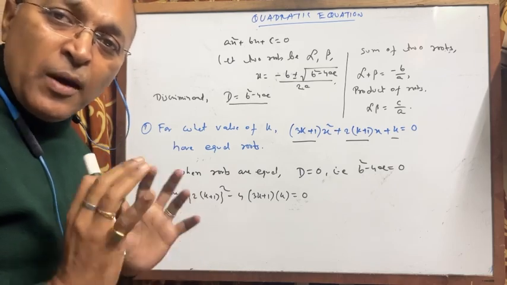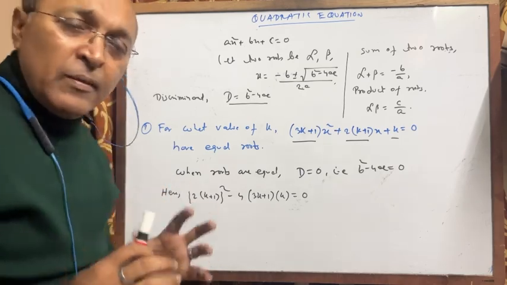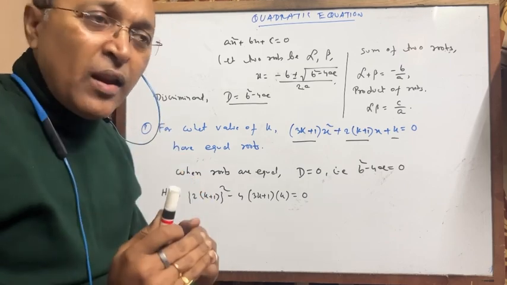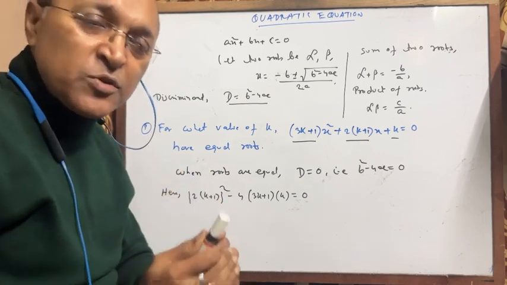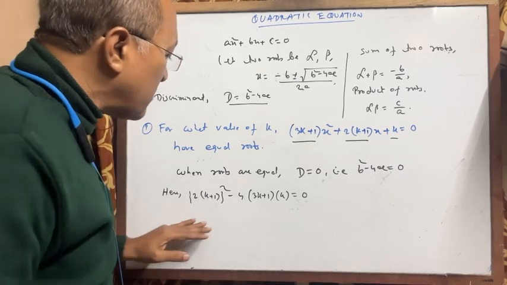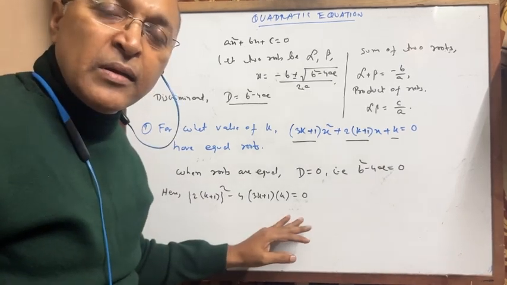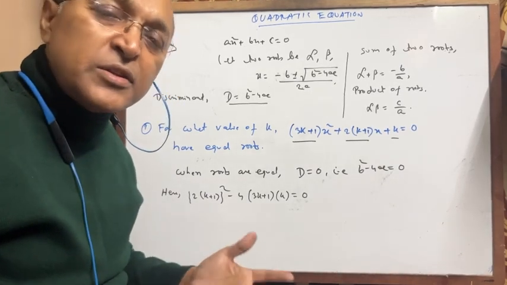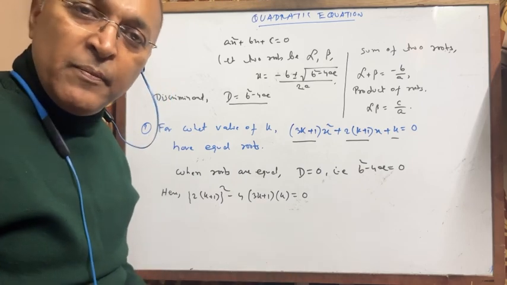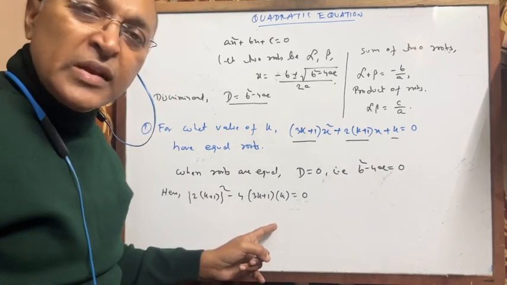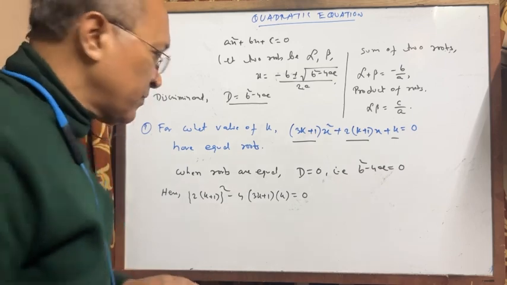The basic concept you have to remember is that when two roots are equal, discriminant will be 0, that is b square minus 4ac will be 0. So the main problem is over. The part left is just calculation. Once the calculation is done, you will find the value of k. Let's see.